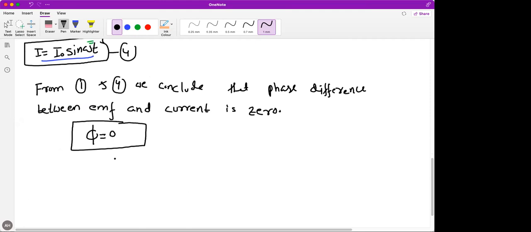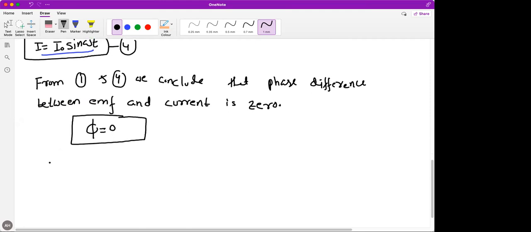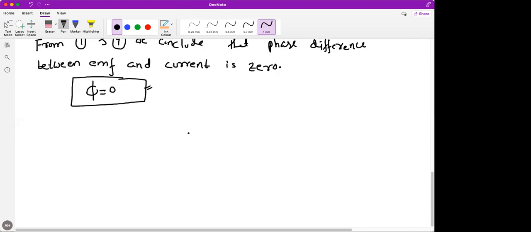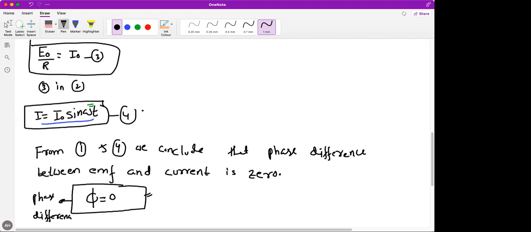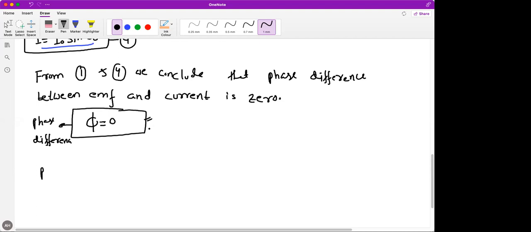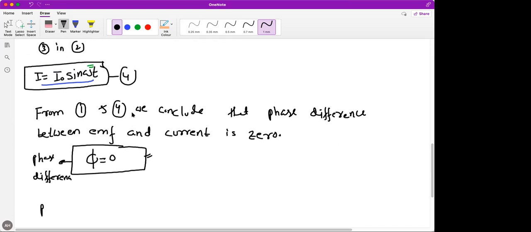Now, if phase difference is 0, then you can calculate power factor. First of all, you need phase difference. Phase difference is 0. Next, you need phasor diagram. Fatma, is it clear up to this phase difference? Okay, Sania. Shahzada, is this clear? Why phase difference is 0?